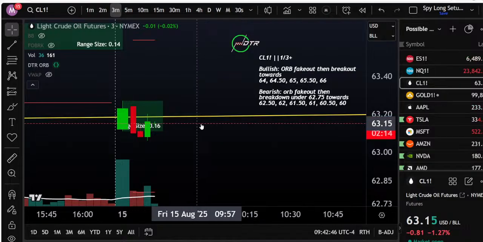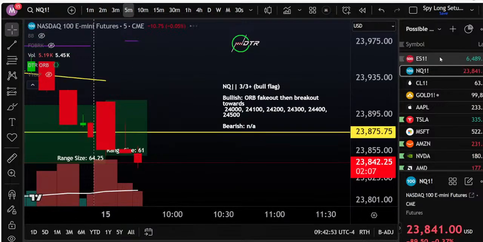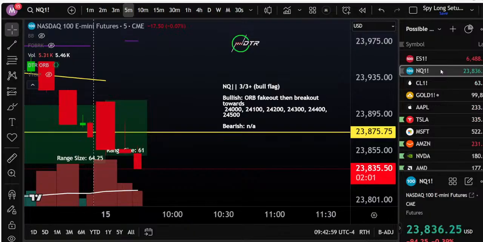CL, what's bothering me is that the open wasn't at the previous candle's close. Don't like when I see that.